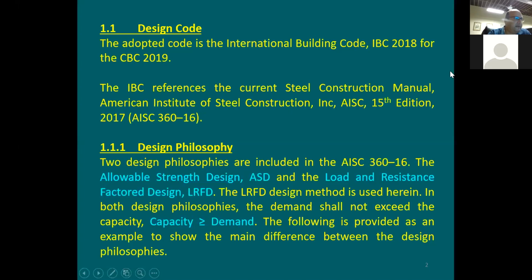So as I was saying here, for the two design philosophies, we have the ASD and LRFD. It's okay to use either one of these two methods. And in each one of these two methods, you need to have a capacity to be greater or equal to the demand. Demand means the assigned loads that you want the structure to support. Capacity is going to be how much it's going to be able to support.